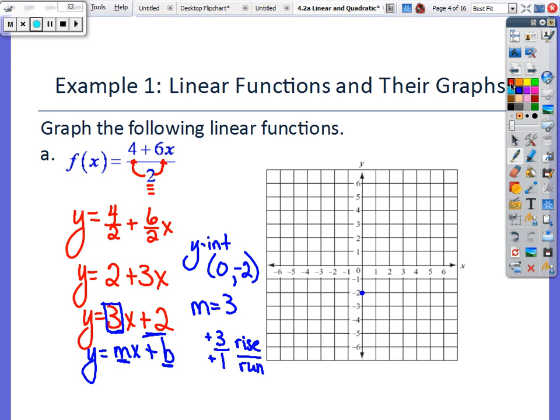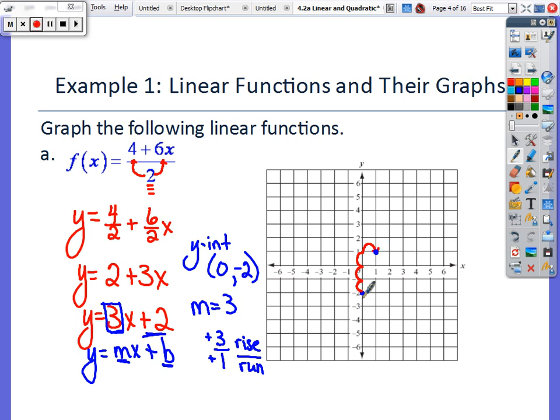So we're going to go ahead and execute that going up 1, 2, 3. And then we go over to the right 1. And this should make sense if you recall from our slopes back in intermediate or in Algebra 2 or whatever class you came from. Positive slope should be uphill left to right. And so that's what we have.